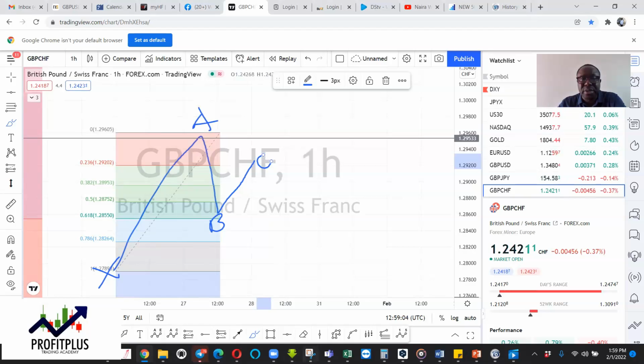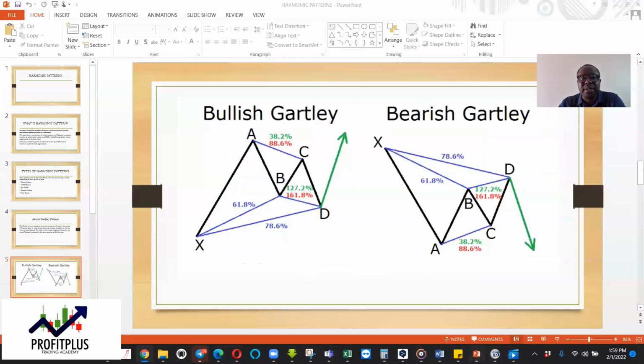So let's check all the requirements. Let's look at the slide again. Now you can see A retraces to B about 61.8%, and B moves up here, right? It moves up here, not more than 38.2% of this move.